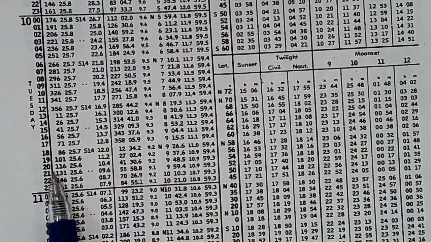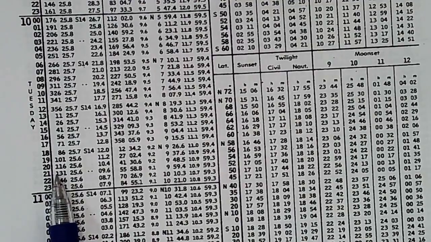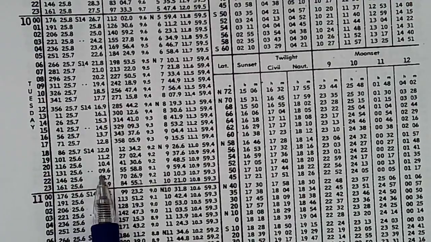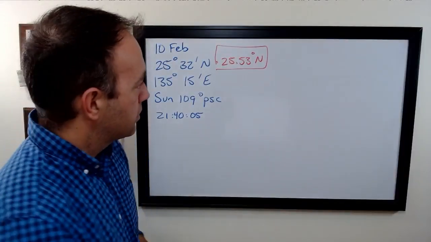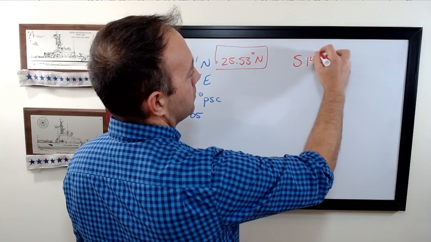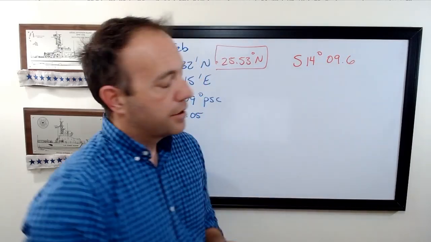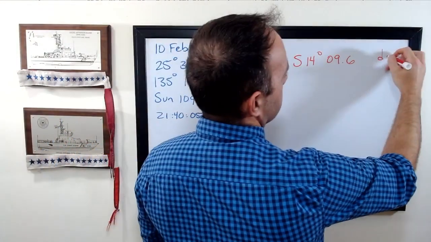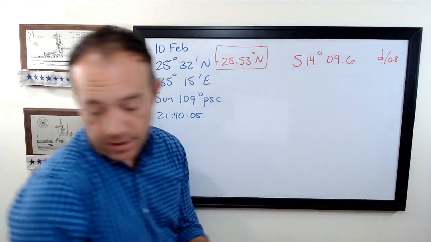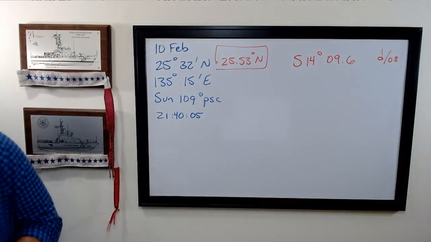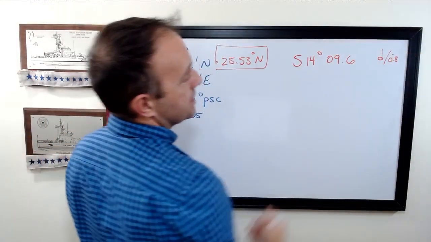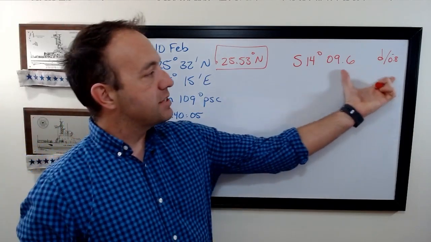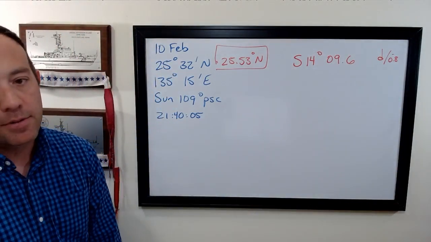So our time was 2140.05 GMT. So the declination for 21 is south 14, 9.6. Right, and the D number is 0.8. And it looks like the declination is decreasing as time goes by. So that makes it a negative. Everybody's got their own method of notating this stuff. That's mine. The negatives on top kind of thing.